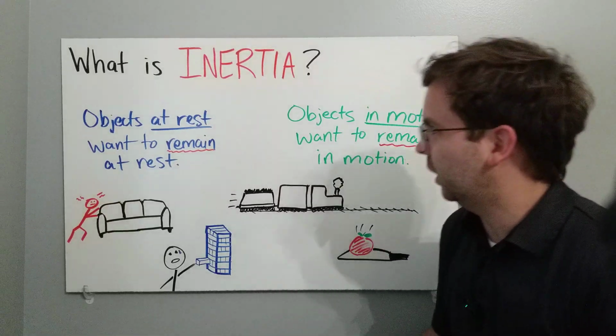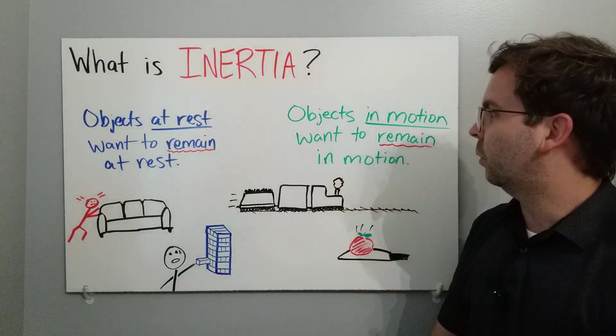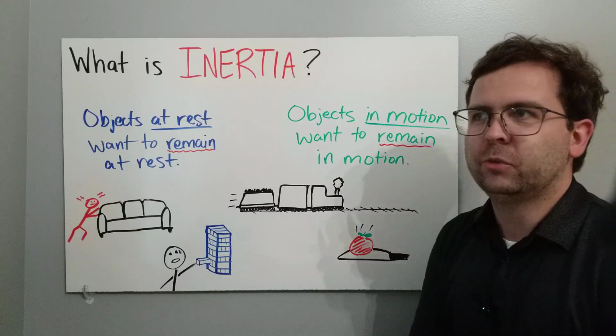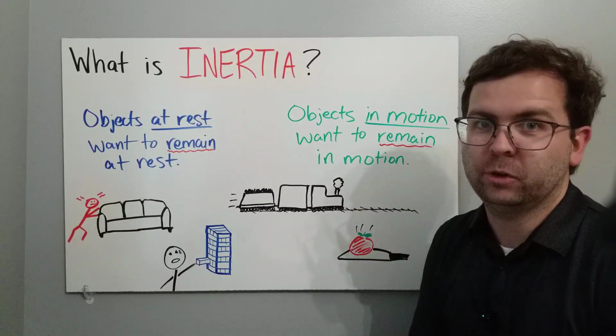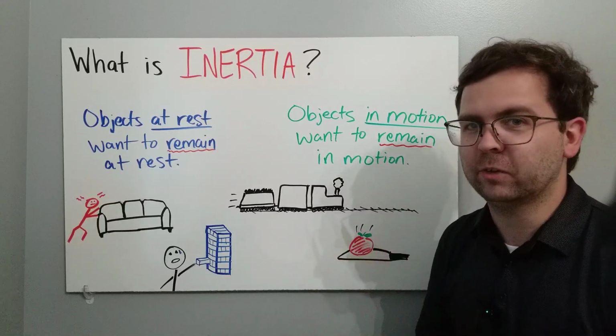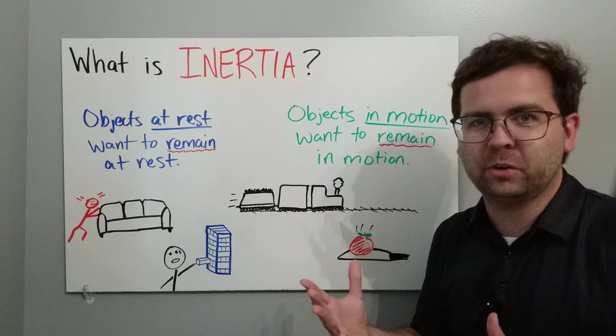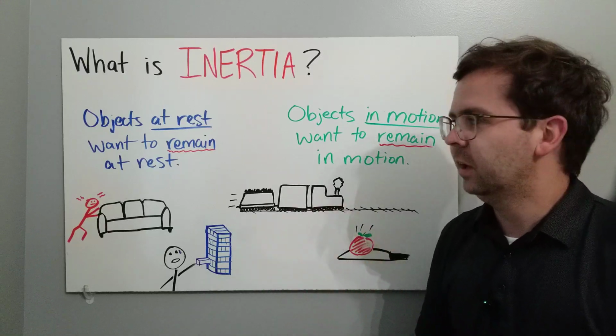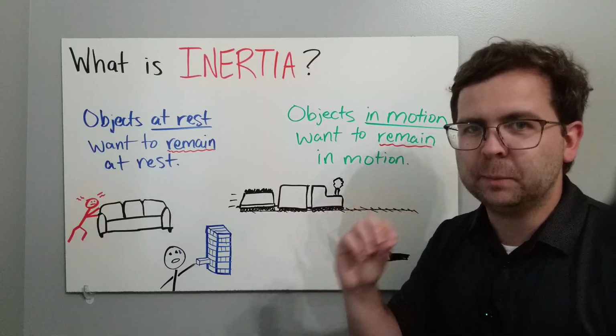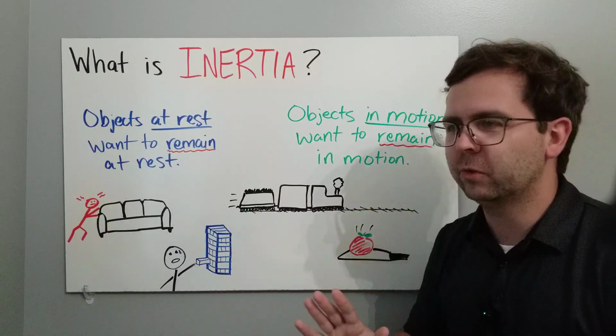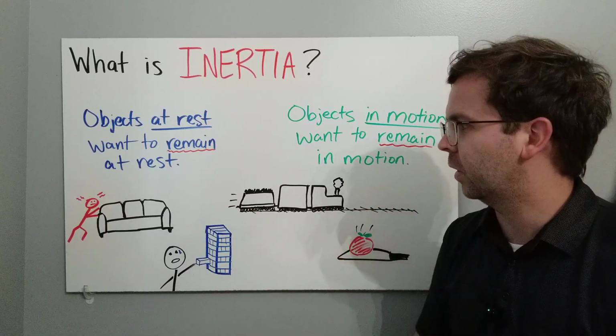In the same way, objects that are in motion want to remain in motion. So I think of a train as a good example to really illustrate this idea. If a train is moving really fast, it's really hard to stop that train. You want to get out of the way. Objects that are in motion want to keep on going. They don't want to stop. They don't want to slow down. And they just keep going forever and ever.